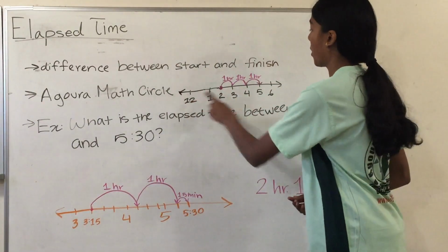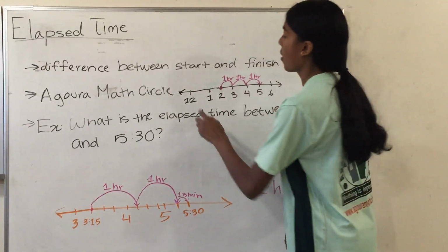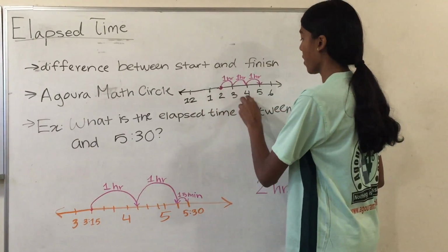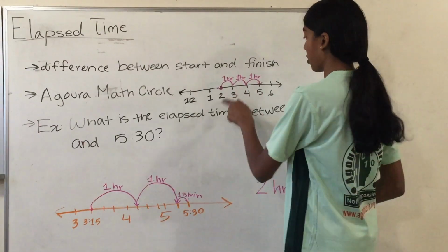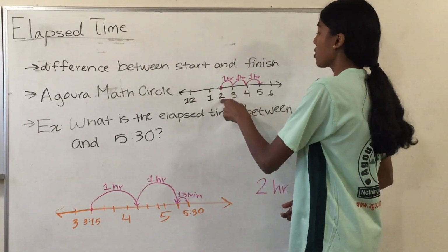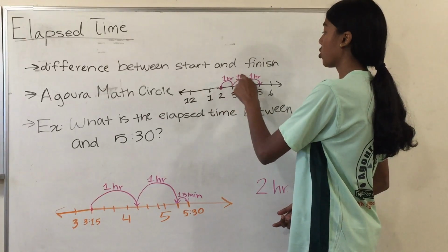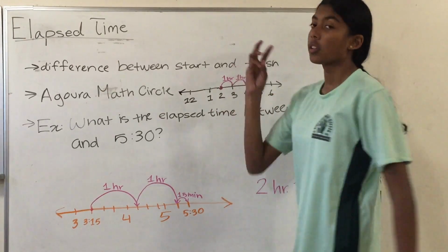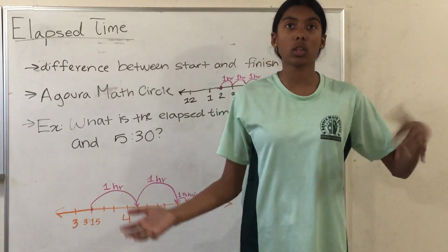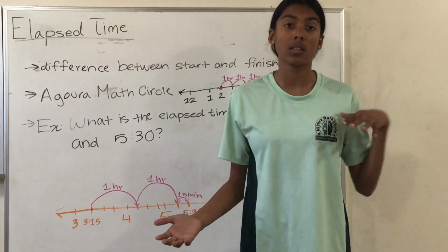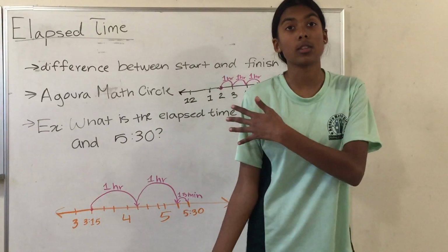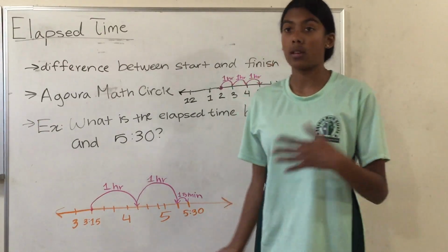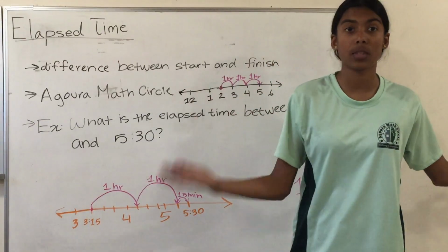So let's say we have the imaginary number line. We have 12 here, 1, 2, 3, 4, 5, and 6. And the math circle starts at 2 and ends at 5. So there's 1, 2, 3 1-hour jumps between 2 and 5. And 3 times 1 is 3, meaning there's 3 hours between 2 and 5. That is the elapsed time.